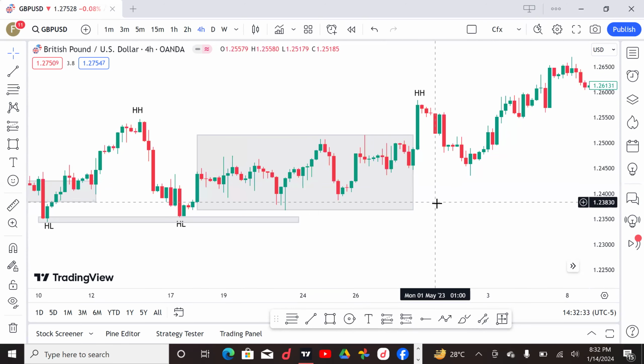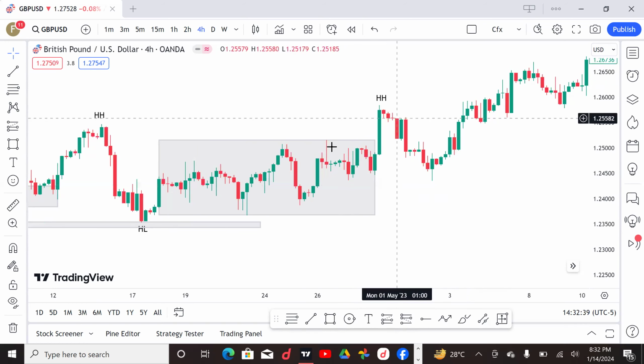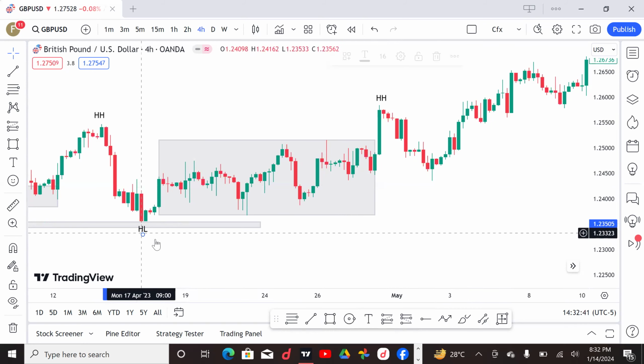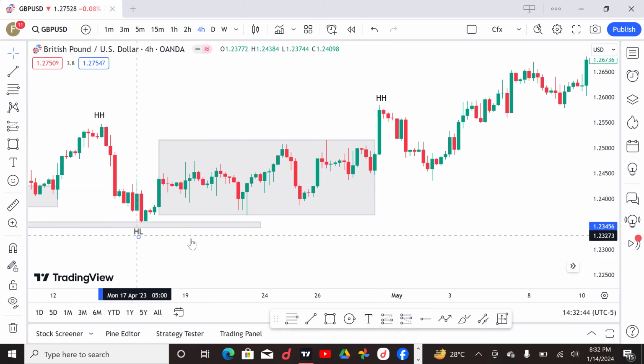From here, we now have our higher low. Price gave us a new higher low right here. This is our higher low right here. So we got two higher lows. Let me copy this, right?